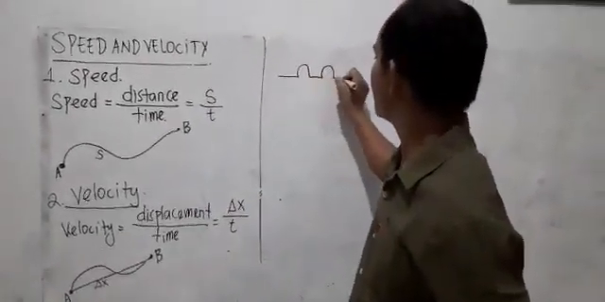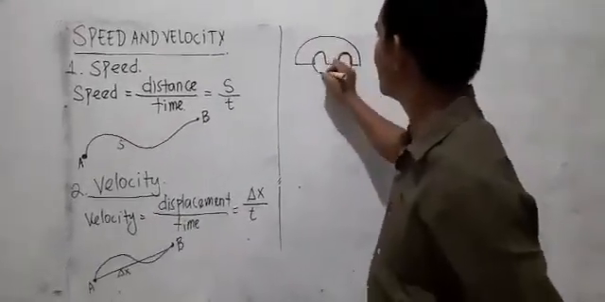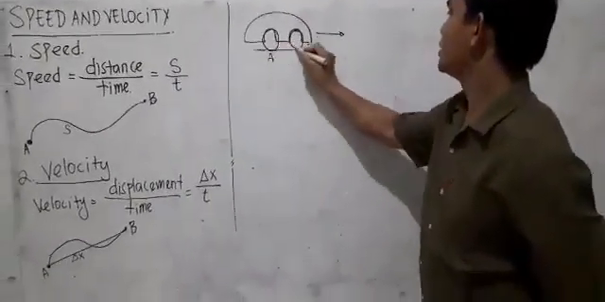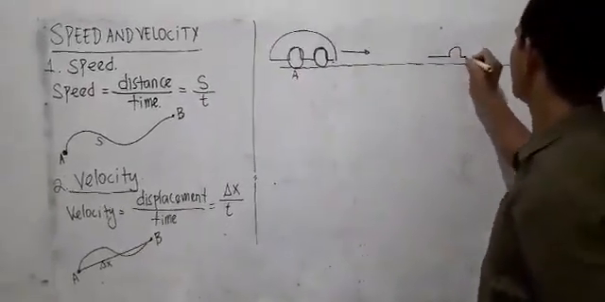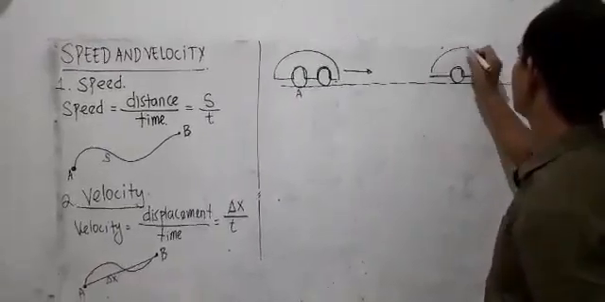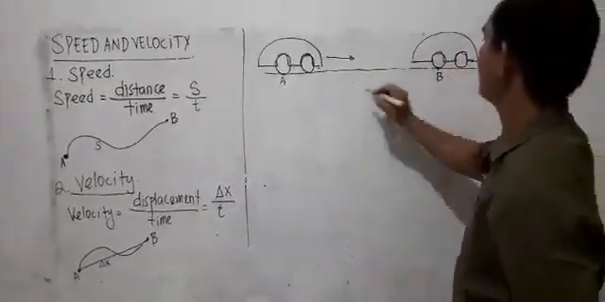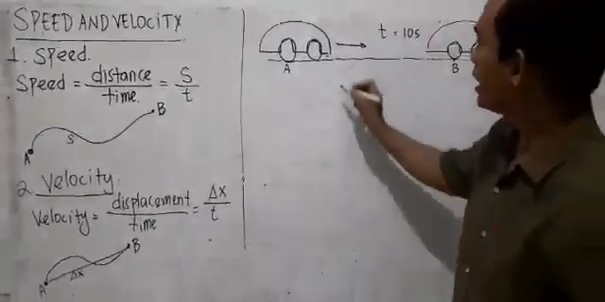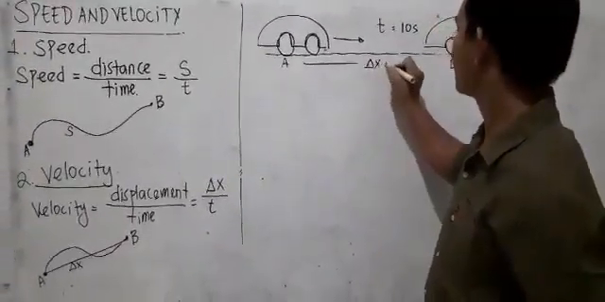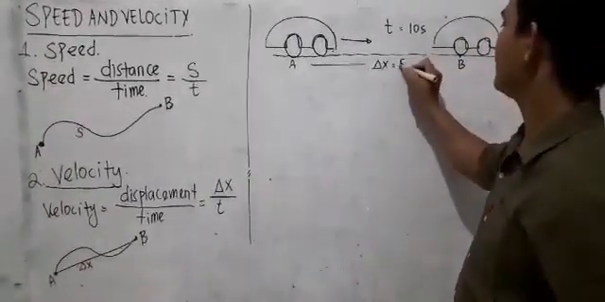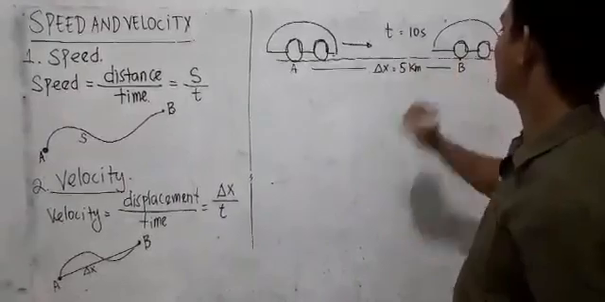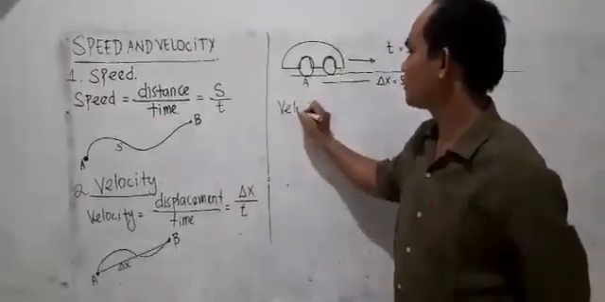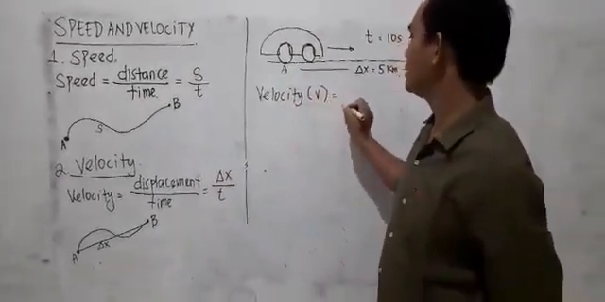A car, for example, travels from point A on a road to point B, with the time taken being 10 seconds. The displacement here is 5 kilometers in 10 seconds. So what is the velocity? So the velocity, or v, is equal to what?